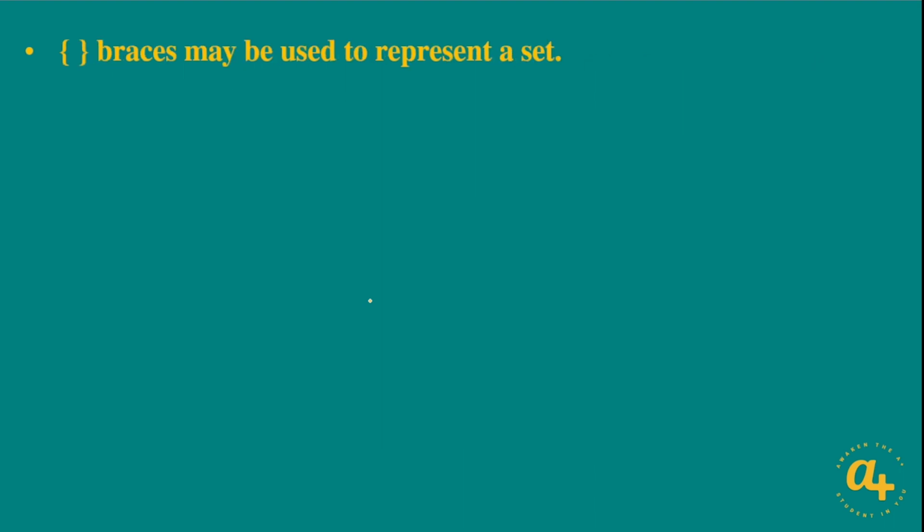Now let's take a look at braces. Some of us may know them as brackets, but we can also call them braces. So these braces may also be used to represent a set. So now you might be wondering, like, tutor, you earlier said that capital letters such as A, B, C, and D can be used to represent a set. Why is it that braces may also be used to represent a set?